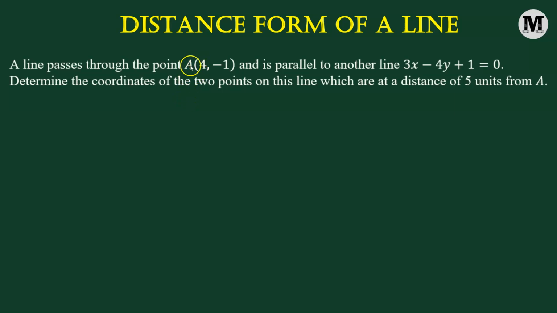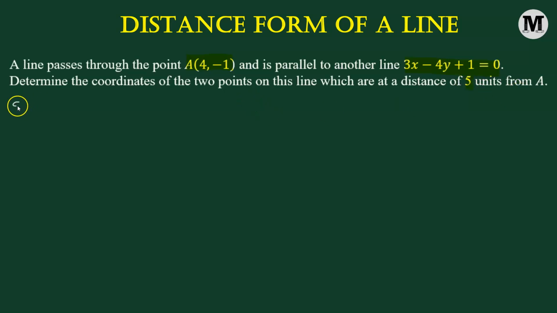A line passes through the point A having the coordinates 4, -1 and is parallel to another line 3x minus 4y plus 1 equals 0. Determine the coordinates of the 2 points on this line which are at a distance of 5 units from A.